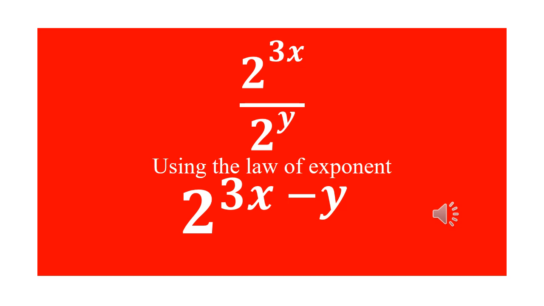The next thing now is to use the law of exponent. Since they have the same base now and we have over in between them, over means division. So division according to the law of exponent means we take one of the bases and change that division to minus. So we now have 2 raised to power 3x minus y.